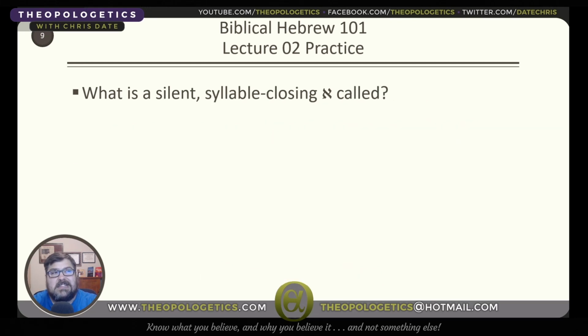What is a silent syllable closing aleph called? Right, so if you have a syllable that ends in an aleph and that aleph is silent, what is that aleph called? It's called the quiescent aleph. And it's transliterated, you'll recall, in parentheses. So ordinarily an aleph is transliterated using a rightward pointing apostrophe-like symbol. When it's a quiescent aleph, that symbol is placed within parentheses in transliteration.